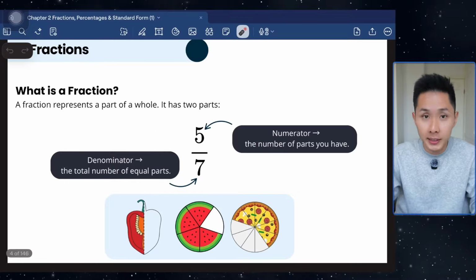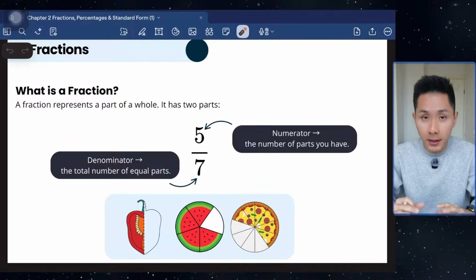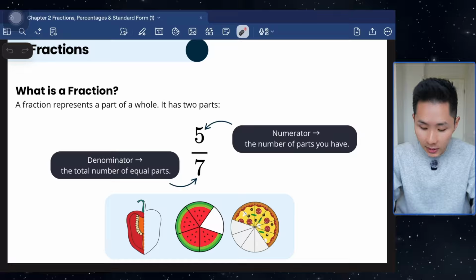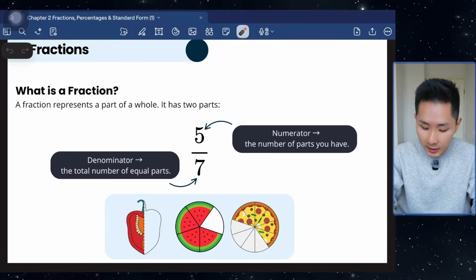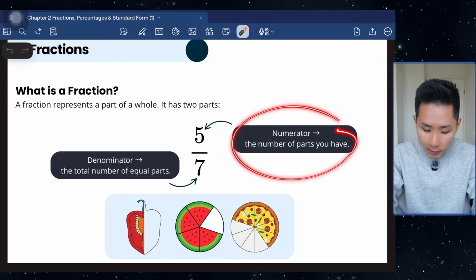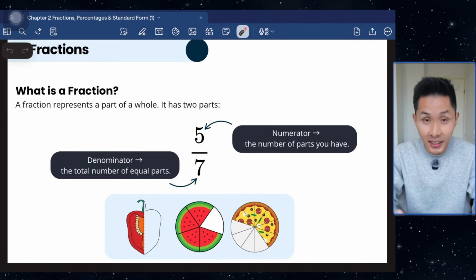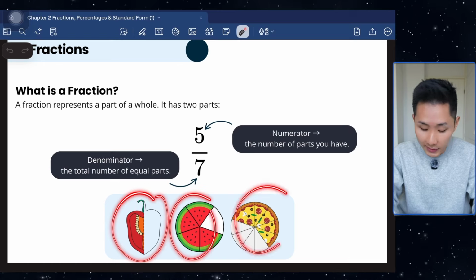Now let's quickly first define what a fraction is. A fraction represents a part of the whole. It has two parts, the numerator and the denominator. So the numerator is the number of parts you have. The denominator represents the total number of equal parts. And they can be used to represent different real-life scenarios.